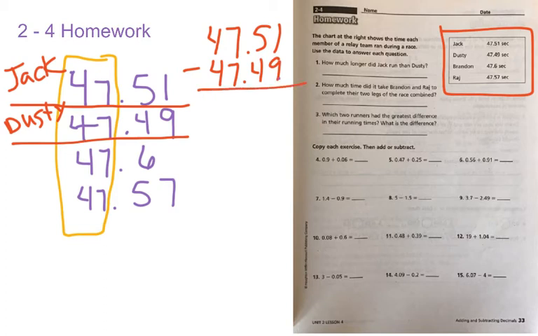Well, we cannot take 9 away from 1, so we have to borrow. The 1 becomes an 11, the 5 becomes a 4. Okay, 11 minus 9 is equal to 2, 4 minus 4 is equal to 0, and then we bring down our decimal. Do not forget to bring down your decimal. We talked about it before, but it's really important you keep that decimal in its place when adding and subtracting. And we know that 7 minus 7 is equal to 0, and 4 minus 4 is equal to 0. And so we know that Jack ran 2 hundredths, which is 0.02, 2 hundredths longer than Dusty.